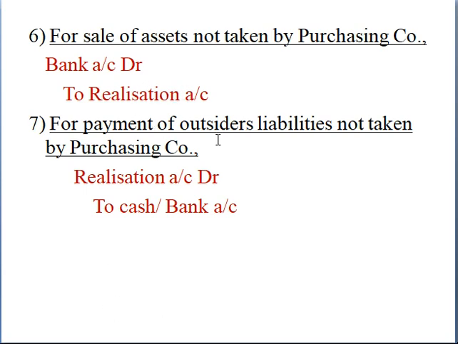And next is for payment of outsiders' liabilities not taken by the purchasing company. In the same way, the purchasing company, that is the transferee company, may not take certain liabilities. Such liabilities are paid by the selling company itself. When the selling company makes the payment, cash goes outside. So credit the bank. Credit what goes out, right? So your entry is realization account debit to cash or bank account.